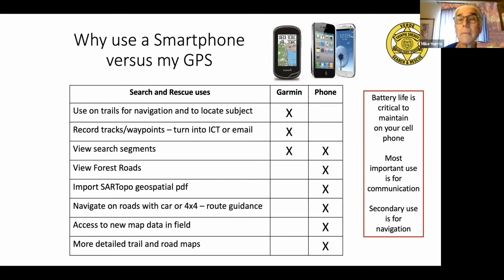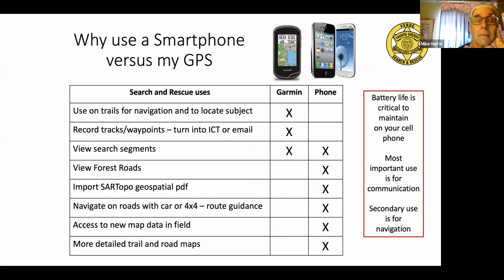No, absolutely not. So I put this little table together for what we use our Garmins for and what we can use our smartphone apps for. The Garmin we would still use on trails for navigation and to locate subject, record tracks and waypoints to turn into ICT or email to deputies or ICT later. To view search segments, you're assigned to search segment 29. How do I know the boundaries of 29? You can do that on a Garmin or a phone.